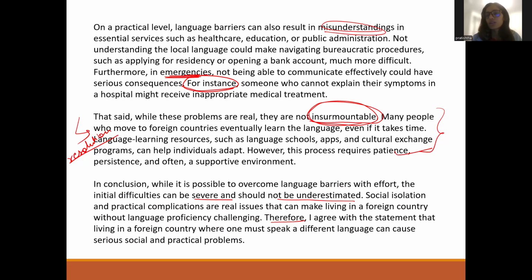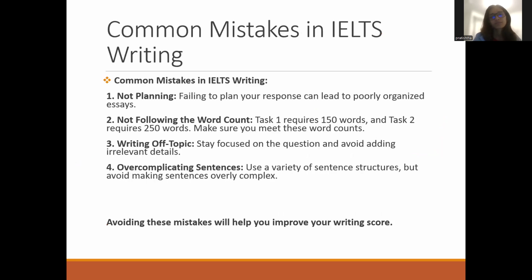And that is your conclusion, where you have given a summary of everything, and you have also explained your point that you agree that it can cause social problems or any other kinds of problems. Again, let us discuss some common mistakes. So, common mistakes while writing could be not planning.